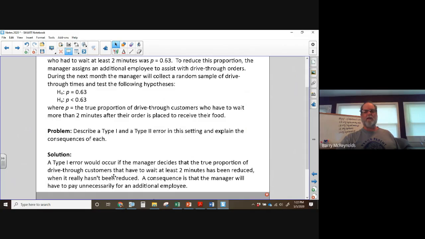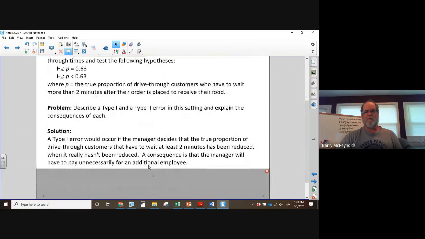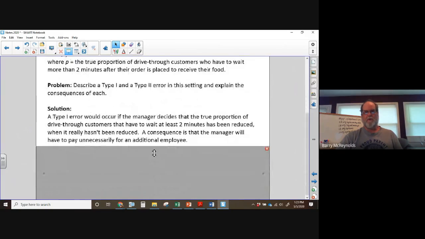Okay, so we reject the null hypothesis when it in fact is still true. That's type 1 error. We reject that when in fact it is true. And so the consequence is he's paying for an extra employee that really isn't helping him serve his customers better.